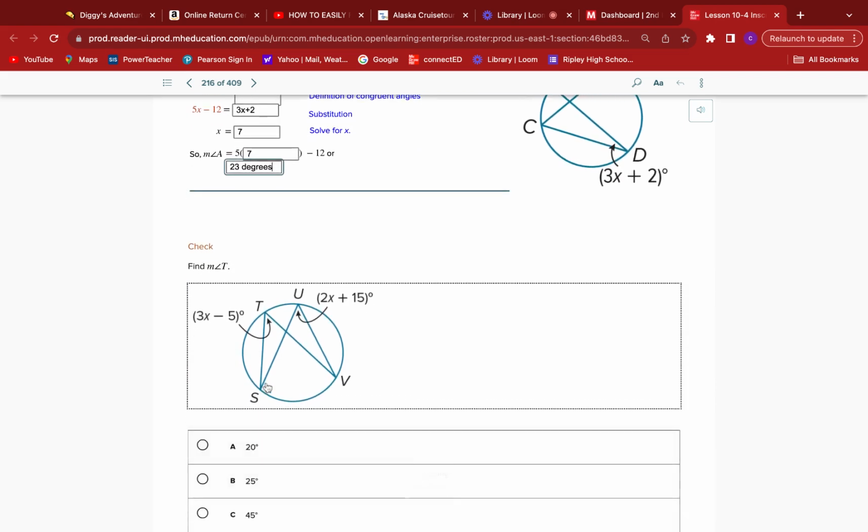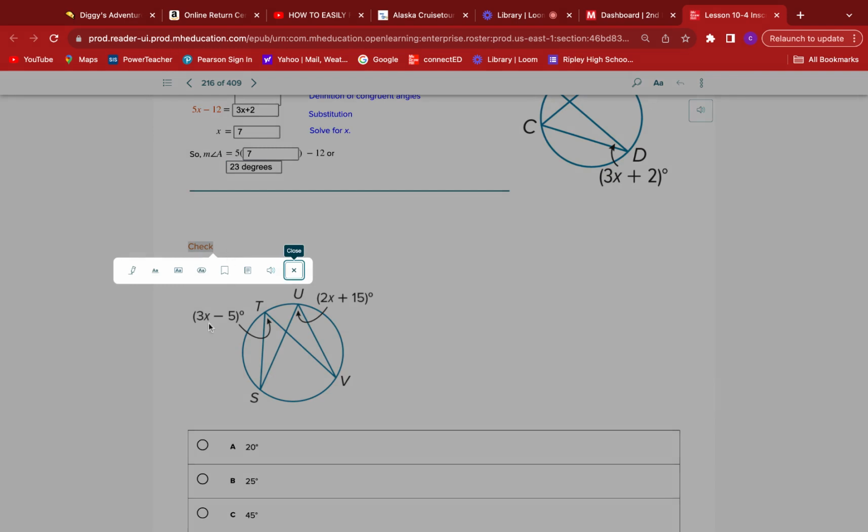Okay, so I'm looking at angle T and angle U. The first thing I want to do is make sure they have the same intercepted arc. Well, angle T opens up to S and V. Angle U opens up to S and V. I said SV both times. They are the same intercepted arc, which means these two angles are equal to each other. So set 3x minus 5 equal to 2x plus 15.